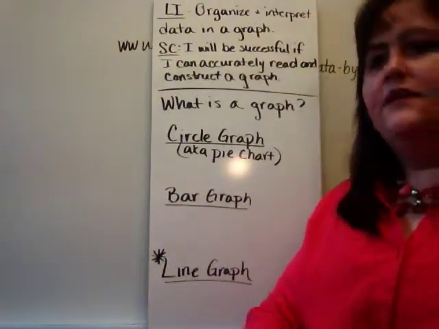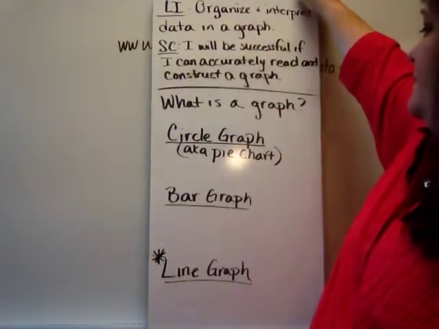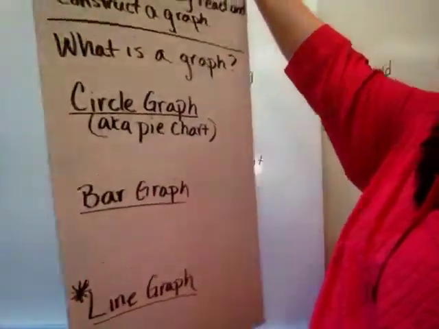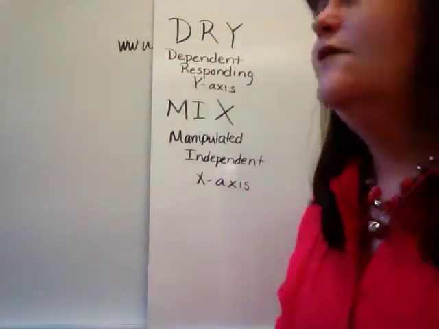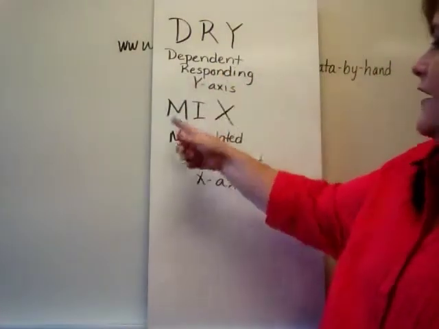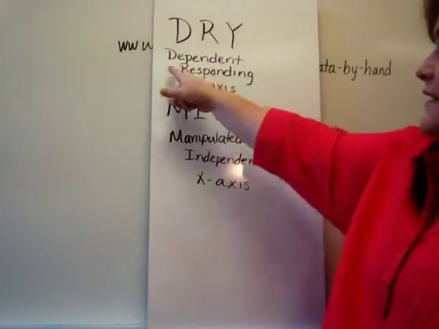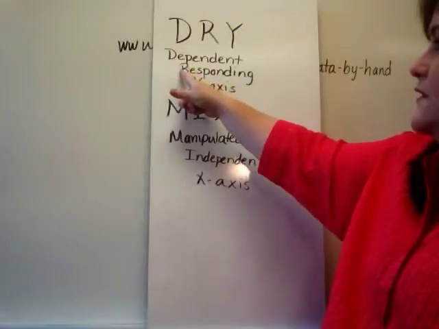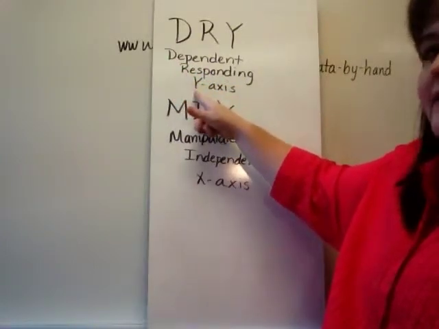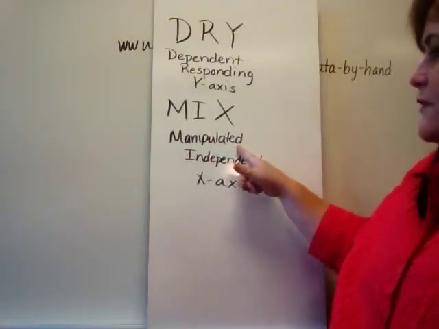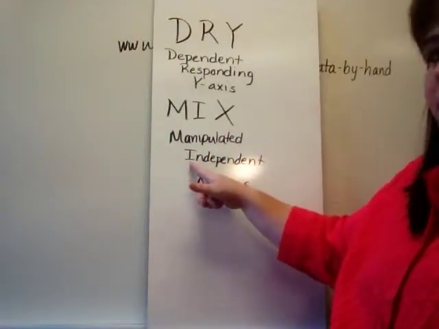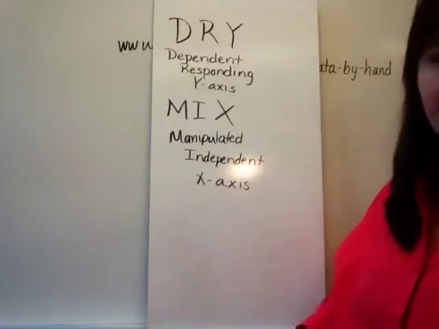And one of the things that we need to remember about line graphs is where the independent and dependent variables go. So we use DRY-MIX, and you've heard of this before. DRY stands for dependent variable, responding variable, on the y-axis. MIX, the manipulated variable, which is called the independent variable, is on the x-axis.